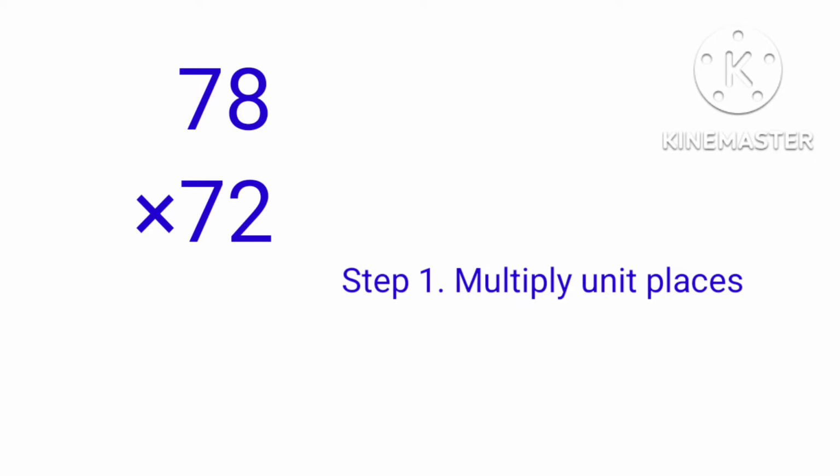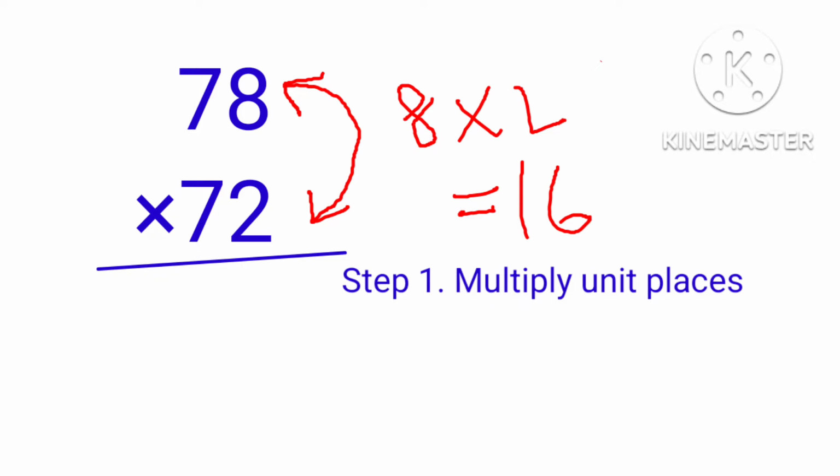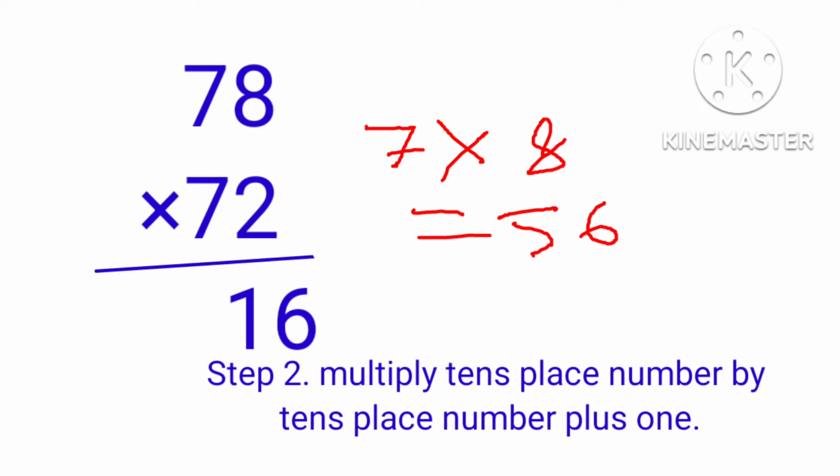Multiply 78 by 72. Here the tens places are the same, 7 and 7, and the unit places 8 and 2 sum to 10. This multiplication is a two-step process. Step 1: multiply the unit places. Here the unit places are 8 and 2, so 8 twos are 16. Write down 16.